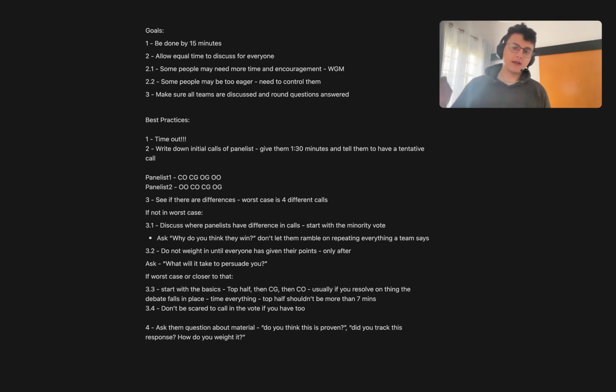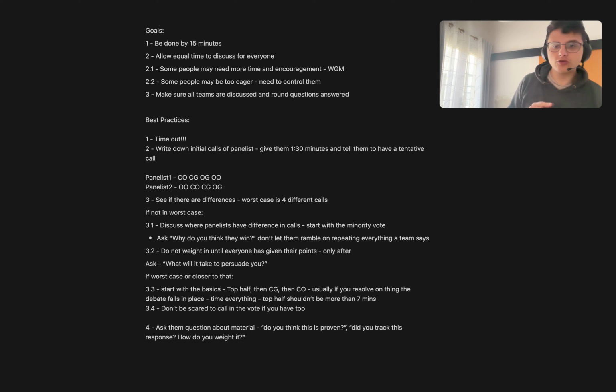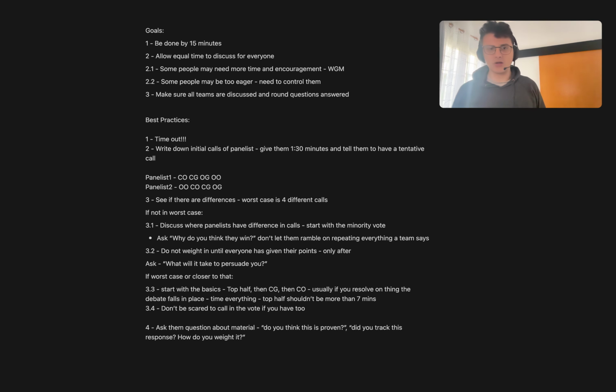It's good to start with the minority vote always, even if you yourself are within the minority vote as well, because that way you can start. It's basically the easiest path to victory, right? You can start it off that way, and then the other teams can.